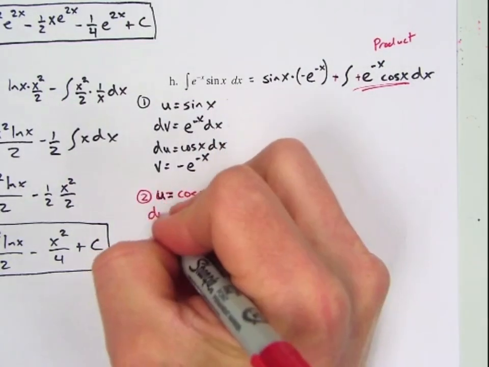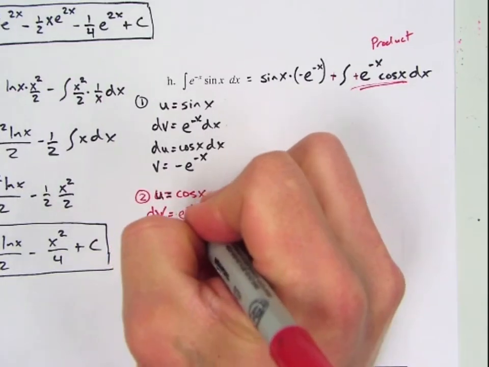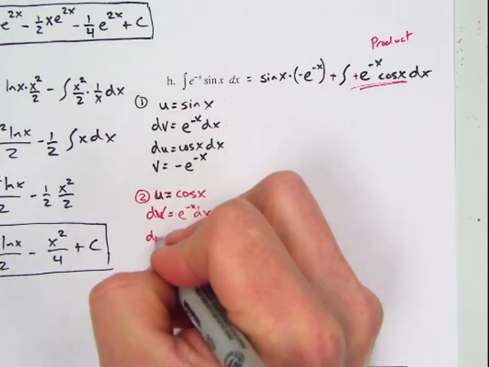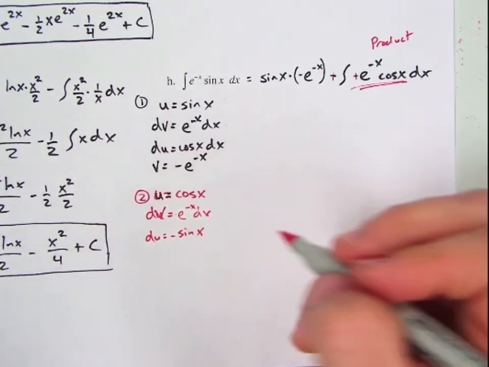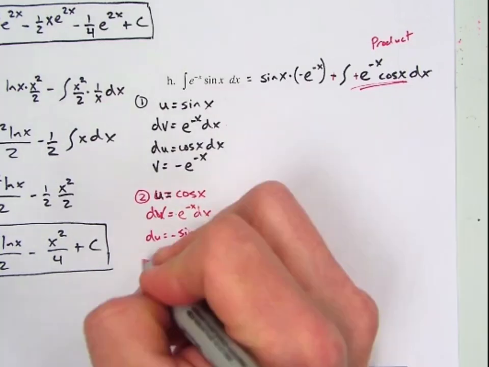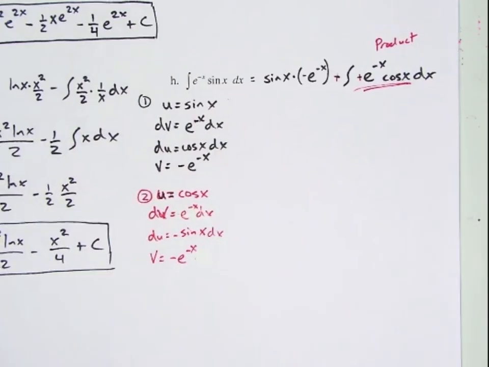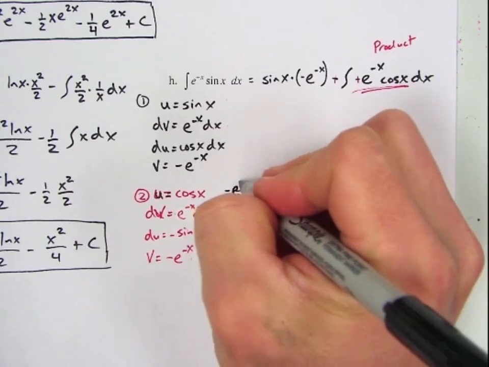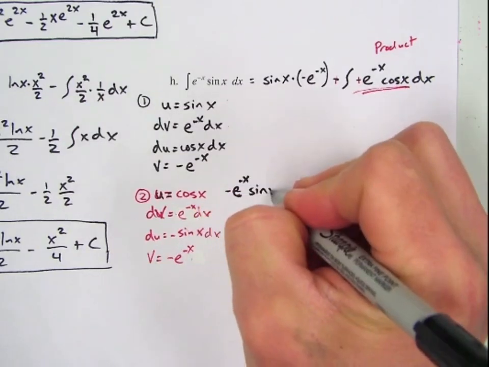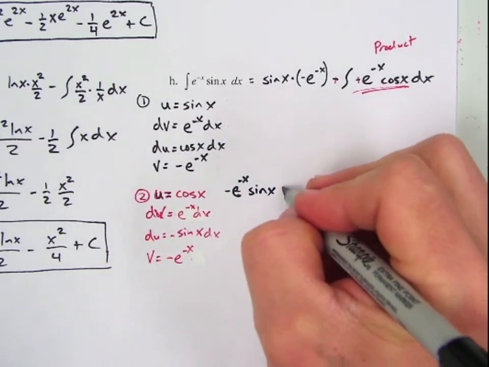So, what do we let dv be? e to the negative x dx. Then du is negative sine x dx, and v is negative e to the negative x. So we still have negative e to the negative x sine x, plus, this is pretty much the same thing.